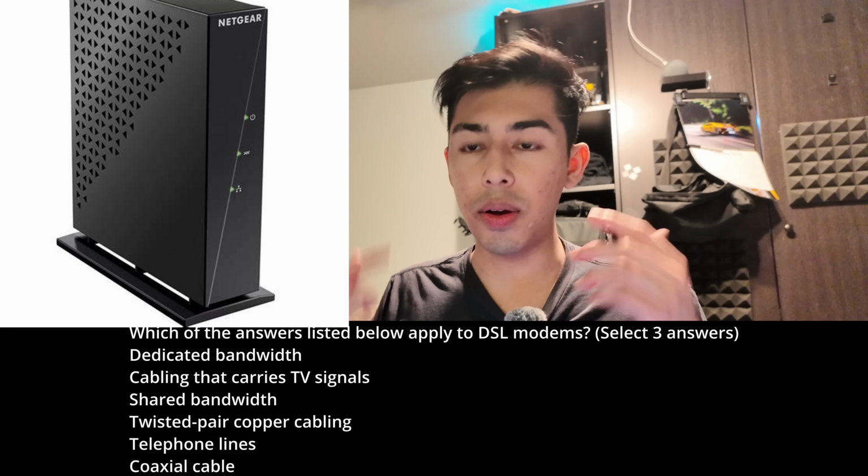And then we have twisted pair copper cabling. This is the type of cabling that's used in DSL modems versus the coaxial cabling that is used for cable modems. And then we have telephone lines. Remember, DSL modems are for digital subscriber lines, which has to do with telephones. So of course it's telephone lines.